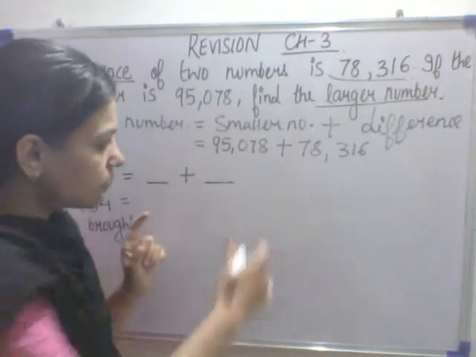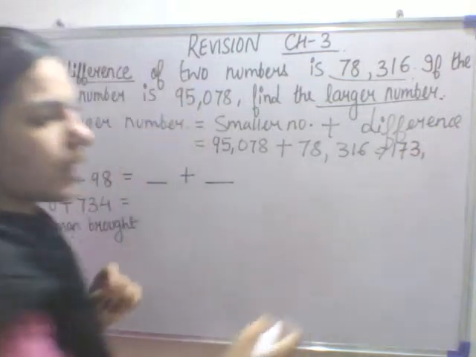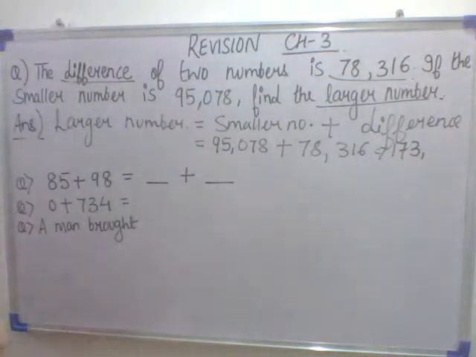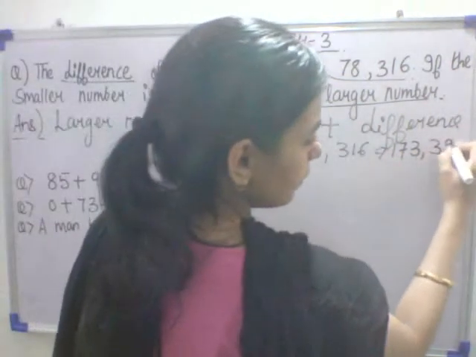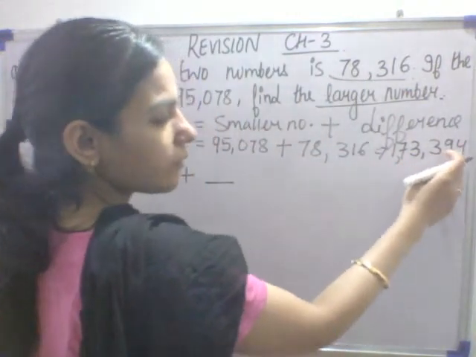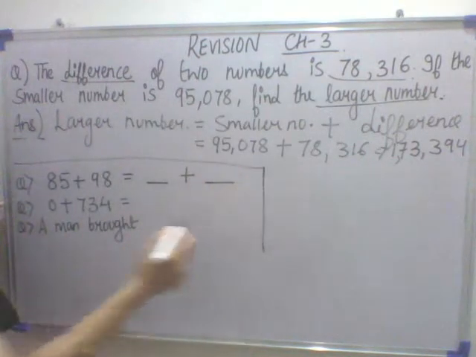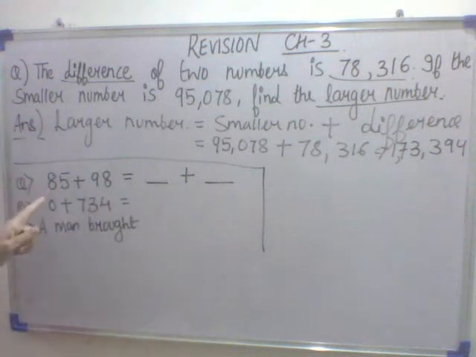When you add these numbers, you will be getting the answer 1,73,394. The next question is based on the property of addition.